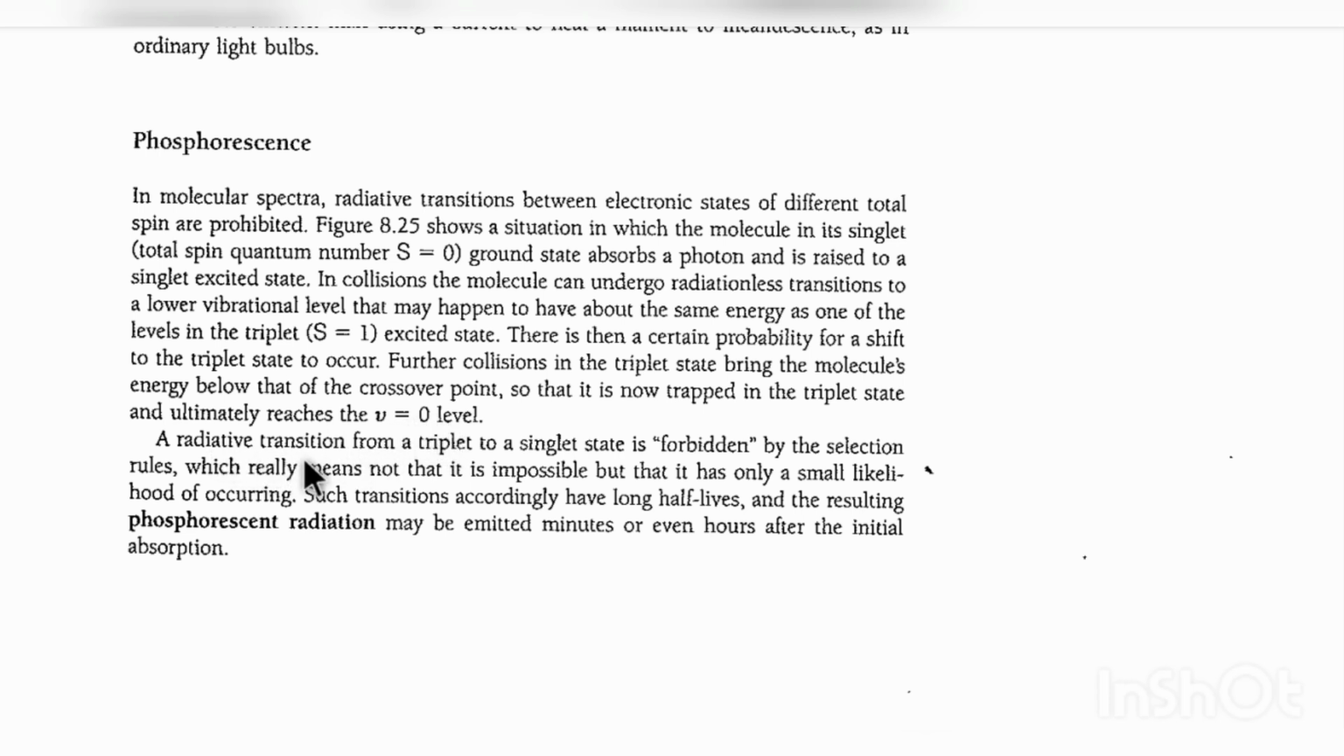A radiative transition from a triplet to a singlet state is forbidden by our selection rules, which really means not that it is impossible but that it has only a small likelihood of occurring. Such transitions accordingly have long half-lives, and the resulting phosphorescent radiation may be emitted minutes or even hours after the initial absorption.